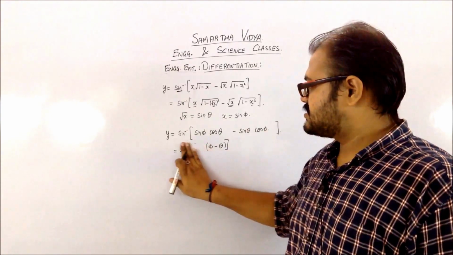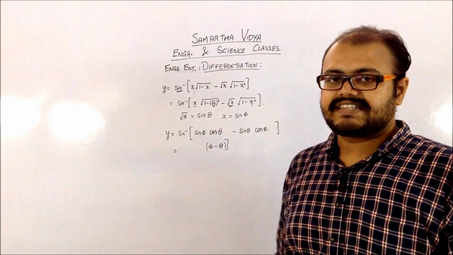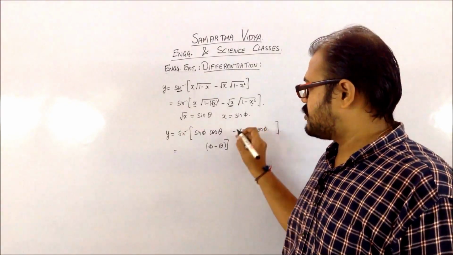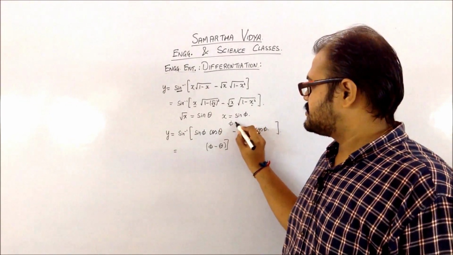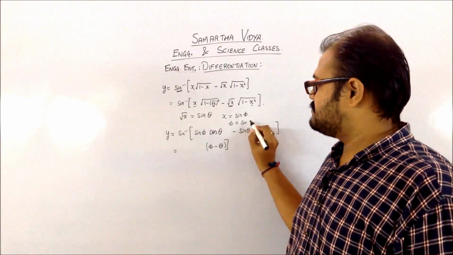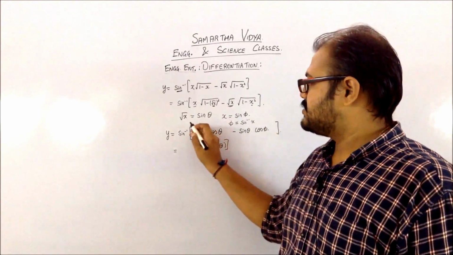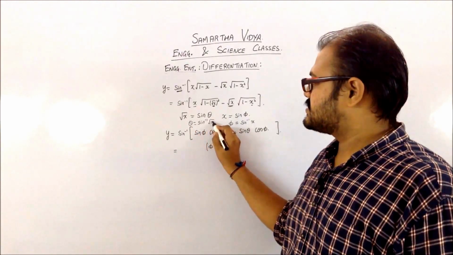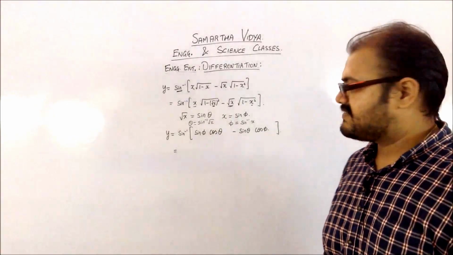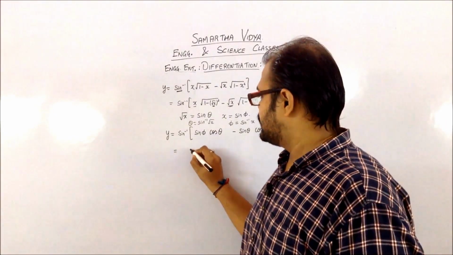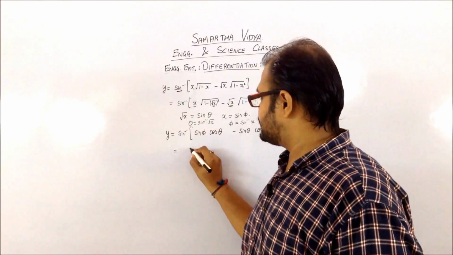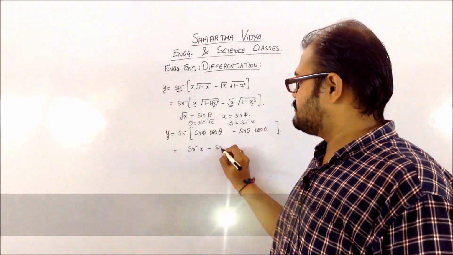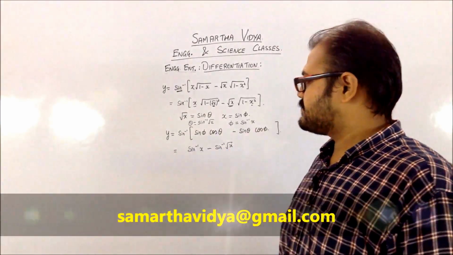So the sine inverse term gets cancelled out because of the sine present within itself, and you have a phi minus theta. From here you can calculate your phi. So phi is nothing but your sine inverse of x, and your theta is nothing but your sine inverse of root x. So you can just substitute that value over here. So that becomes phi minus theta, that's sine inverse x minus sine inverse root x.